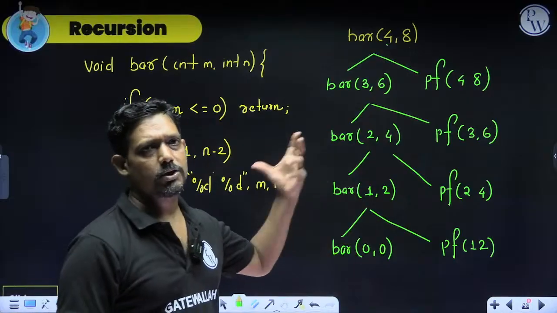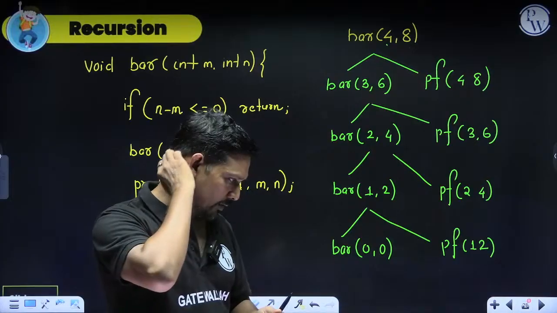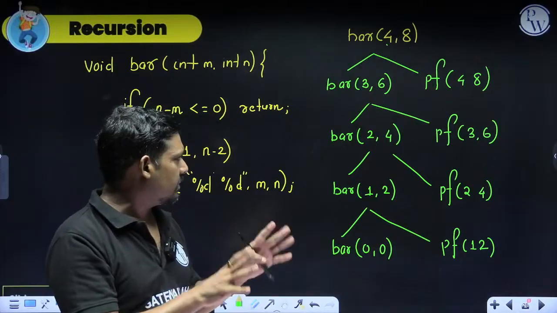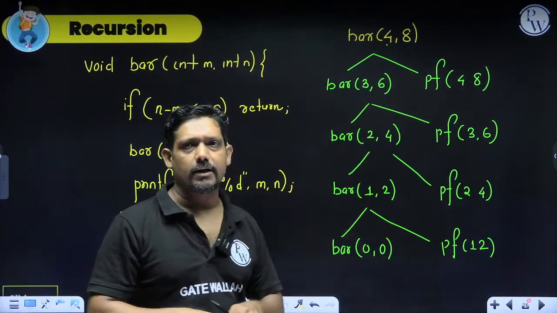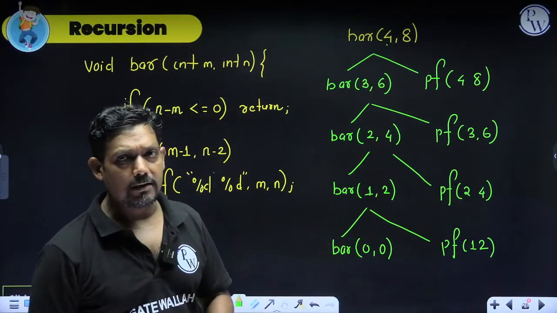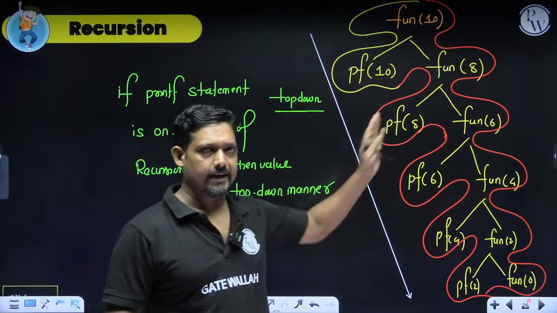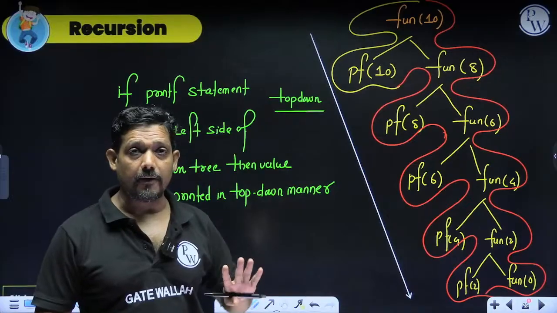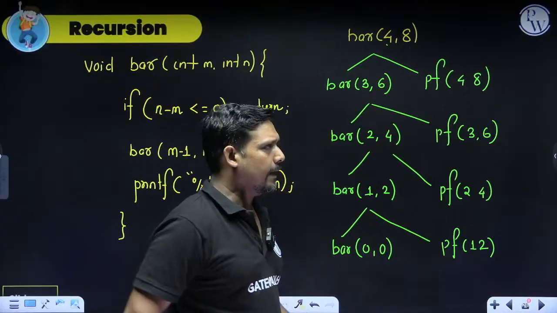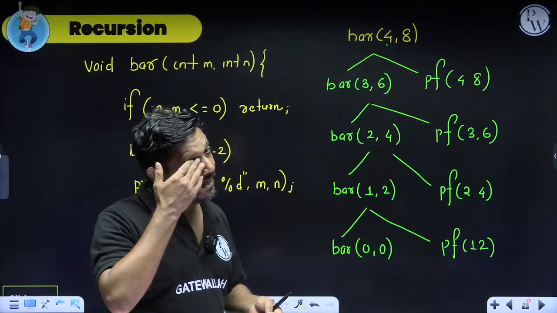Now 0 and 0, 0 minus 0 less than or equal to 0, fine, so it will terminate here. Different things are possible over here. We can extend this question, but for the time being, let's say this is my recursion tree. In this recursion tree, the values are not like the previous tree where all the values were on the left side. Here all the values are on the right side of the tree. And the rule is very simple: left side then top down, right side then bottom up.